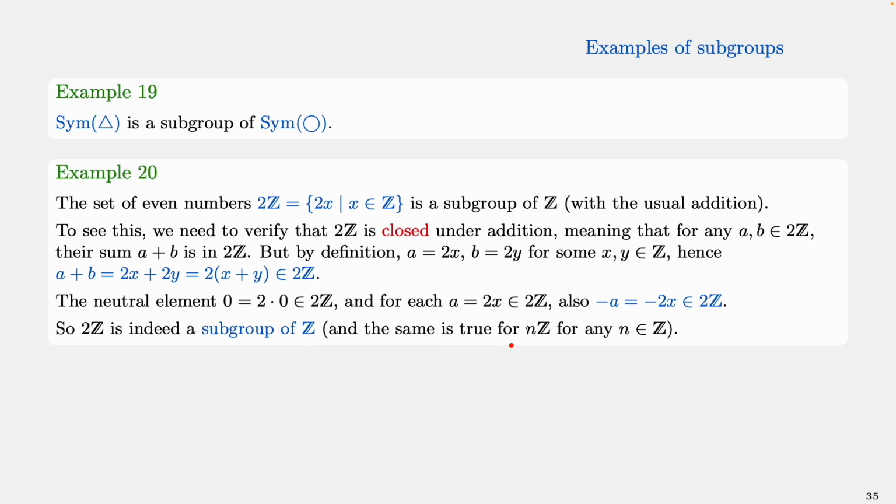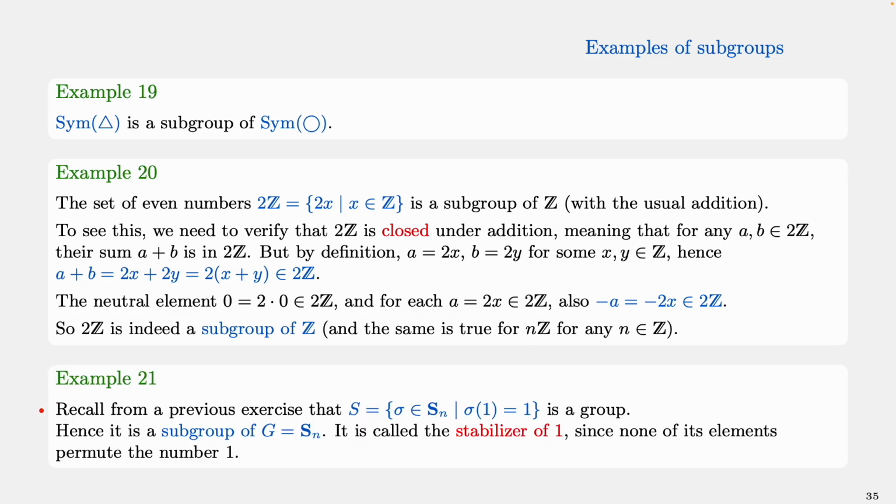And in fact, the same is true for nZ for any integer number n. So if instead of 2, we replace the 2 by some integer n here, the multiples of any integer number n form a subgroup with respect to the integer addition.